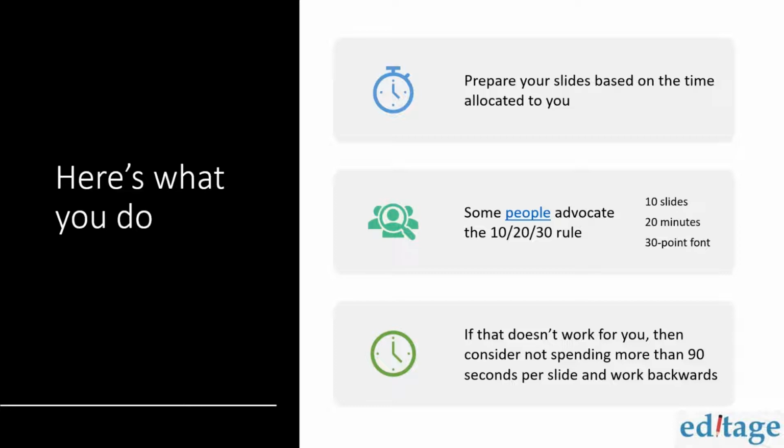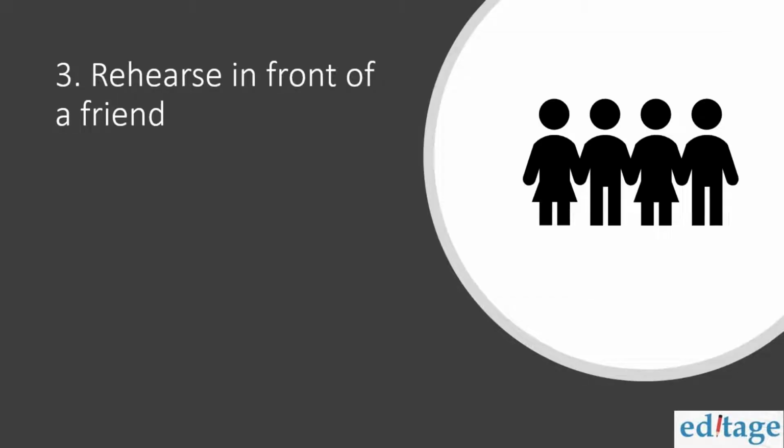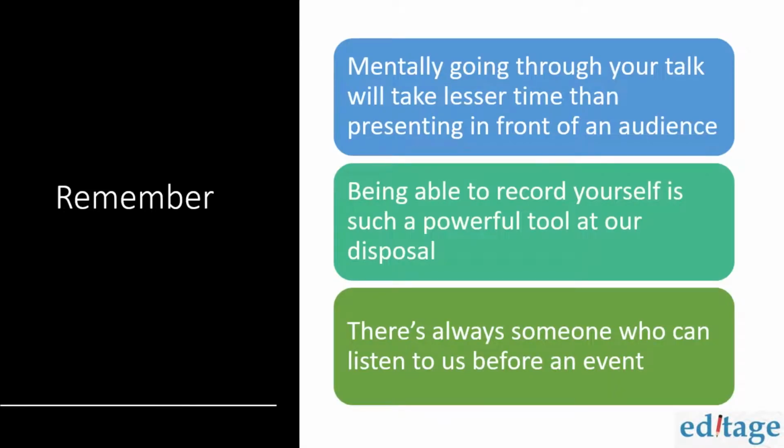So again, 90 seconds is more than a decent amount of time to explain a particular concept on a particular slide, right? This one's pretty obvious to a lot of people, but a lot of people hesitate to do it. Rehearse in front of a friend or a family member or somebody, because it's important to know how somebody is going to receive what you're about to say, right? You have to remember that going through your talk will take less time than presenting in front of an audience. It's going to be less taxing, it's going to be less scary to do it in front of a friend. So go ahead and present in front of a friend first.